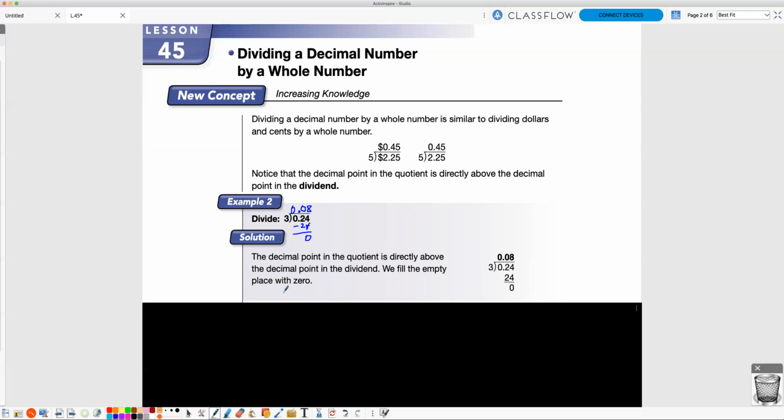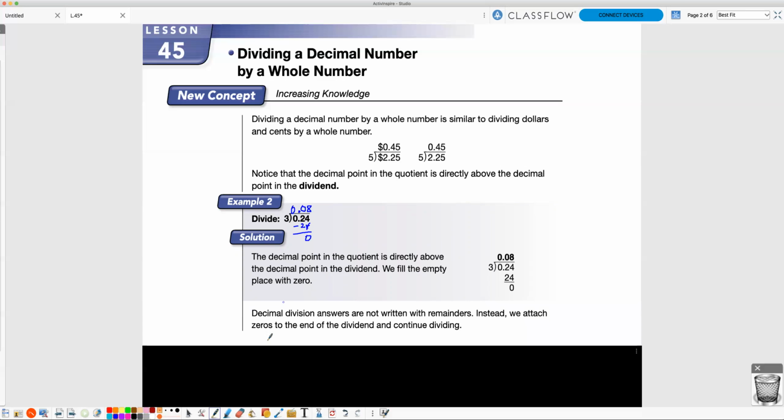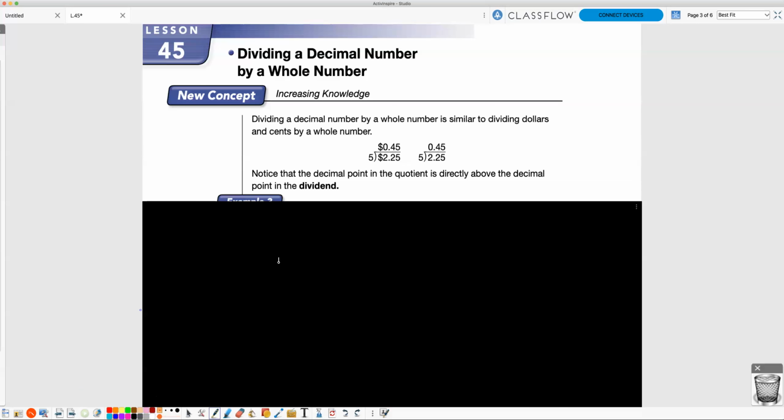And then we fill in the empty place with zeros. Decimal division answers are not written with remainders. Instead, we attach zeros to the end of the dividend and continue dividing. So there's no remainder here. There's nothing left over, so there'd be no remainder. There'd be nothing left to move forward either.